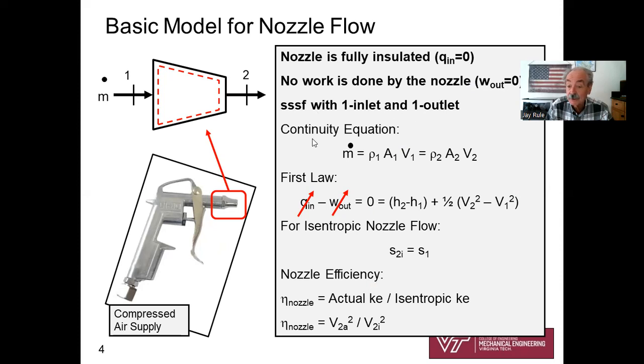Let's write the continuity equation. m dot equals rho 1 A1 V1, where rho is the density, and that exactly equals rho 2 A2 V2. Statement of continuity. We're going to use that. Let's look at a statement for the first law. Steady state, steady flow. Well, Q in, 0, insulated, minus W out, 0, not lifting a weight. So 0 equals h2 minus h1, enthalpy change, plus 1/2 V2 squared minus V1 squared, kinetic energy change.